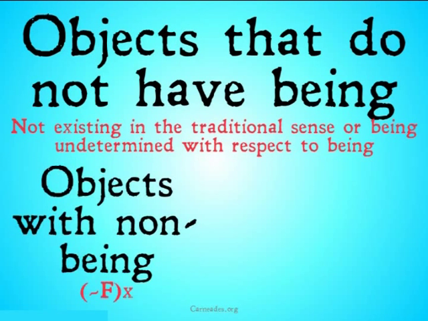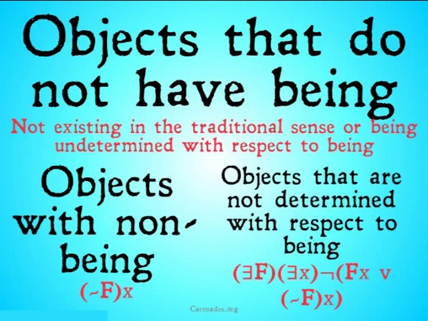Let's take a look. We're dividing this into objects that have non-being, that's not having the property of being, and objects that are not determined with respect to being. If you're confused, take a look at the Meinongian law of the excluded middle to understand the important distinction here. It's important to note that objects that are not determined with respect to being are not undetermined in the sense that we don't know if they exist or not. They are not determined in the sense that they are neither possessing of the property of being, nor are they possessing of the property of non-being.